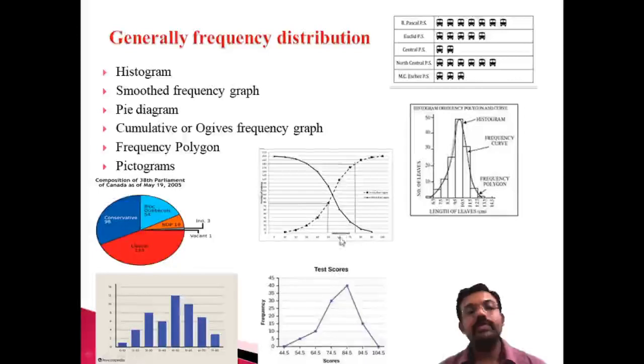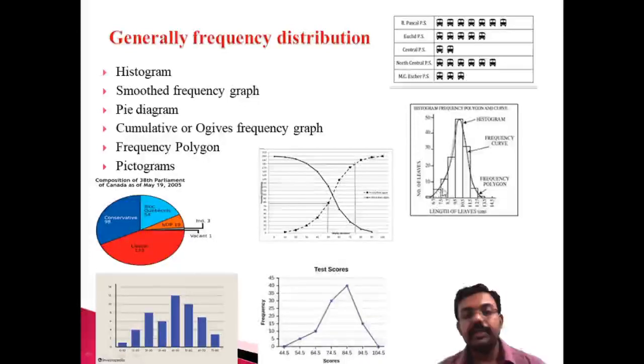This central point is known as the central tendency: mean, median, mode. This is an example of the ogives. And this is a part of the pictograms. Suppose there are diagrams; we can use diagrams to explain each and every element. That's a part of the pictogram. And another one is the frequency polygon, so it's a frequency curve.